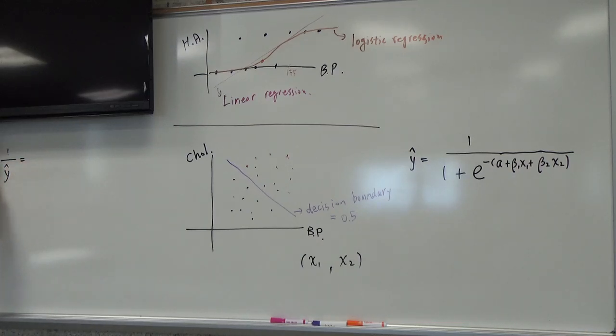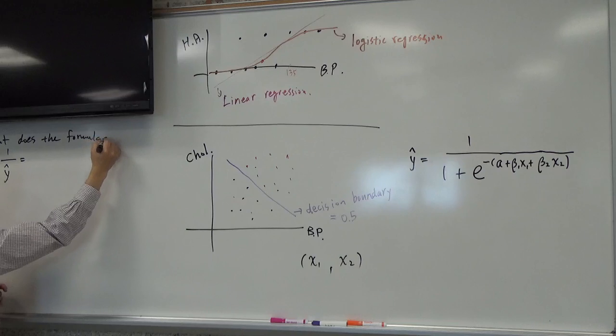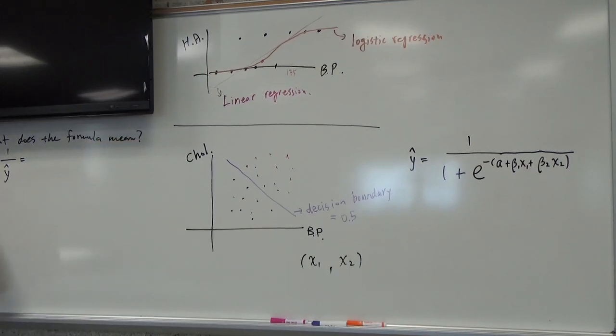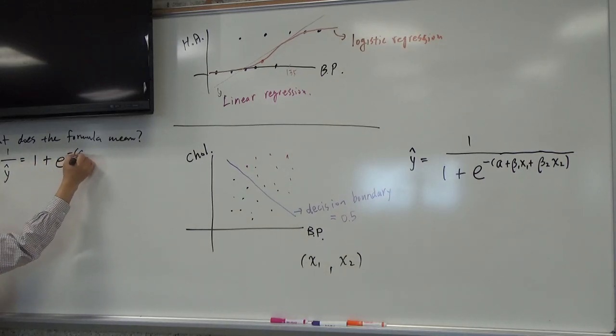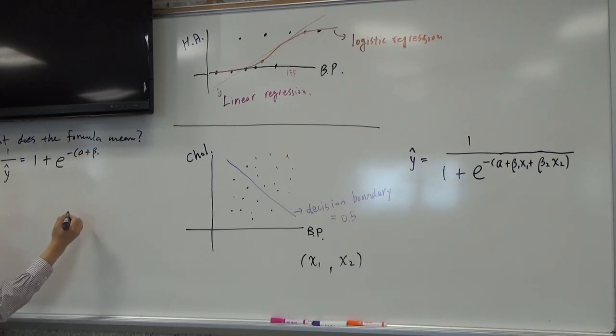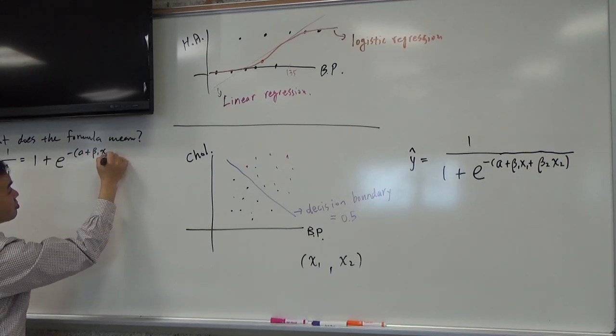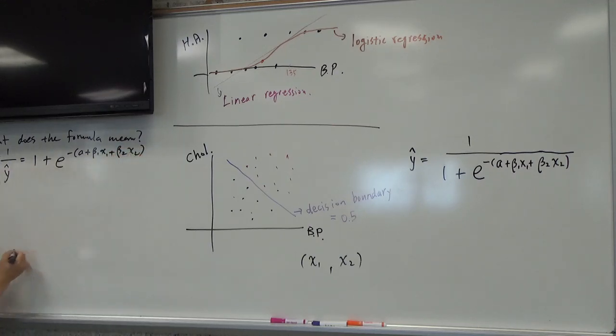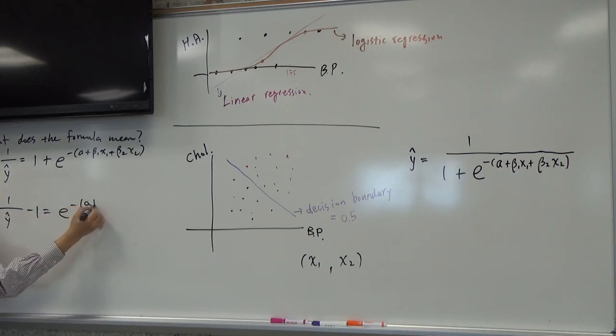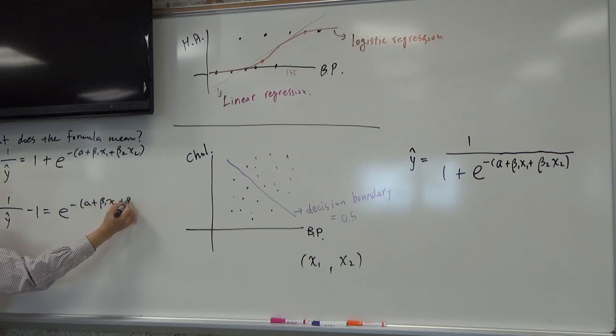Okay. So right now we're talking about what does the formula mean? And that's the thing I want to explain. So if I flip upside down both sides, you get 1 plus e to the negative a plus beta 1 x1 plus beta 2 x2. Let's subtract 1, so that's 1 over y hat minus 1 equals e to the negative a plus beta 1 x1 plus beta 2 x2.